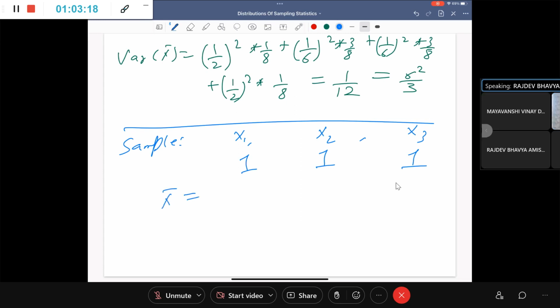So x bar is the summation of xi by n. So it is 1 plus 1 plus 1 by 3, which is 1. Okay, sorry. Yeah, so here n is 3. In the previous example, n was 2 because we took a sample of size 2. In this example, we are taking a sample of size 3. So n is 3. So we divide by 3. So we get 1 as the x bar. Any other questions about this example?